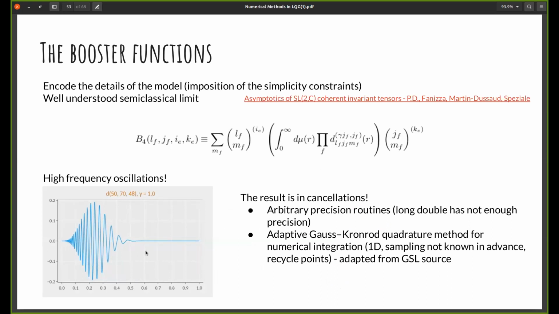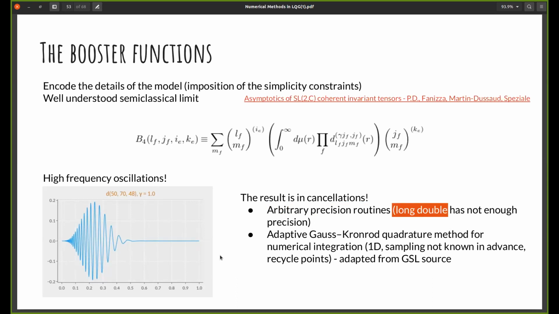So you see that the function is not that complicated, apart from the fact that it's highly oscillating, and the result of the integral is actually condensed, is contained in cancellations. So to do these integrals, you need arbitrary precision routines, and just the standard C type of long double has not enough precision. So you need to be careful.